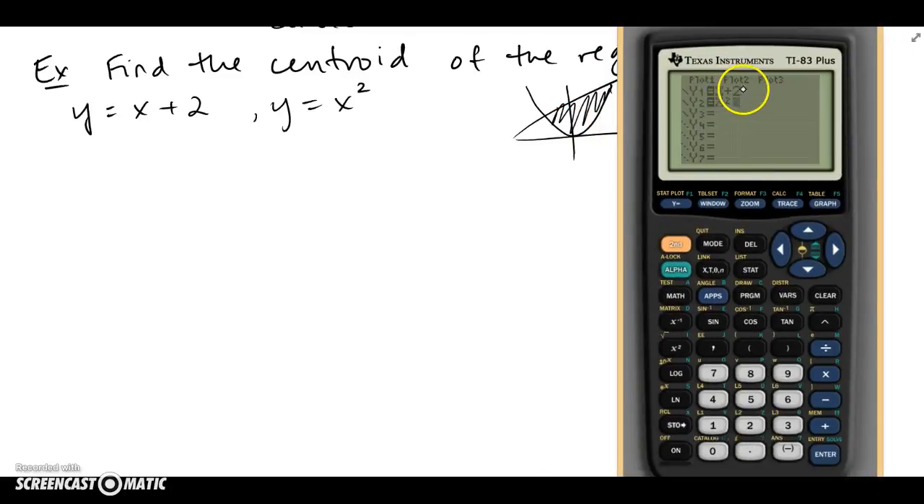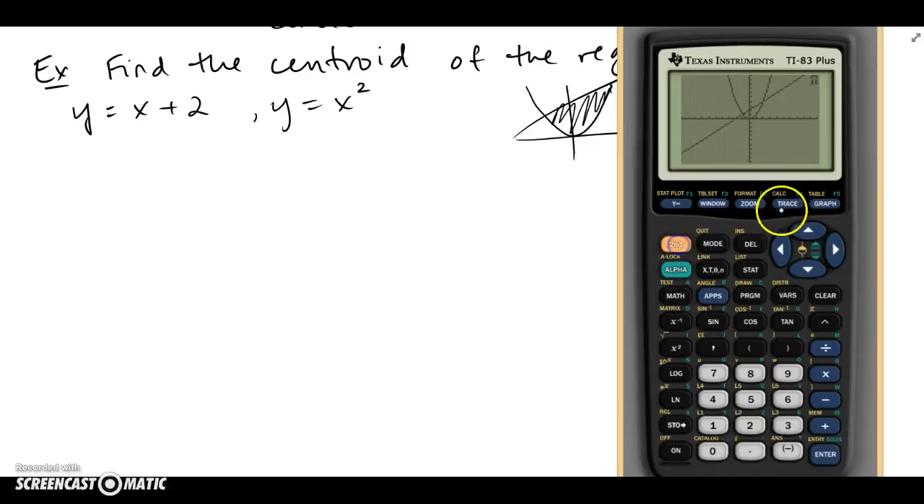So we got y1 is x plus 2 and y2 is just x squared. Let's do a ZoomStandard window. There's our line. There's our parabola as we had suspected. So these two intersection points are going to be important because that's going to tell us where our bounds of integration or limits of integration will be.